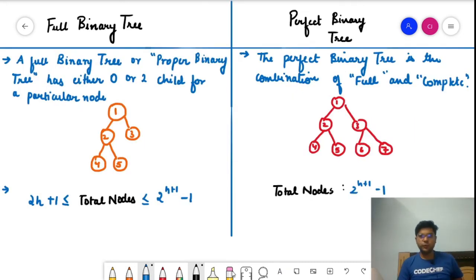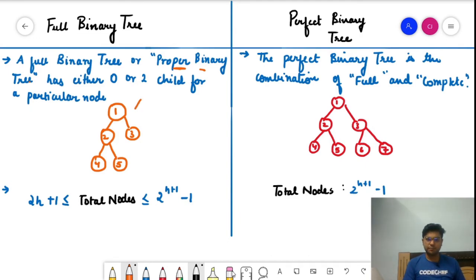Okay guys, so now let us quickly discuss both the trees, that is a perfect binary tree as well as a full binary tree, right? Before moving to the perfect binary tree, let's start a discussion on the full binary tree. So what is a full binary tree? Let's go with the definition first. A full binary tree or a proper binary tree has either 0 or 2 children for a particular node, right? So if we are considering one node, then it will have either 2 or 0 children.